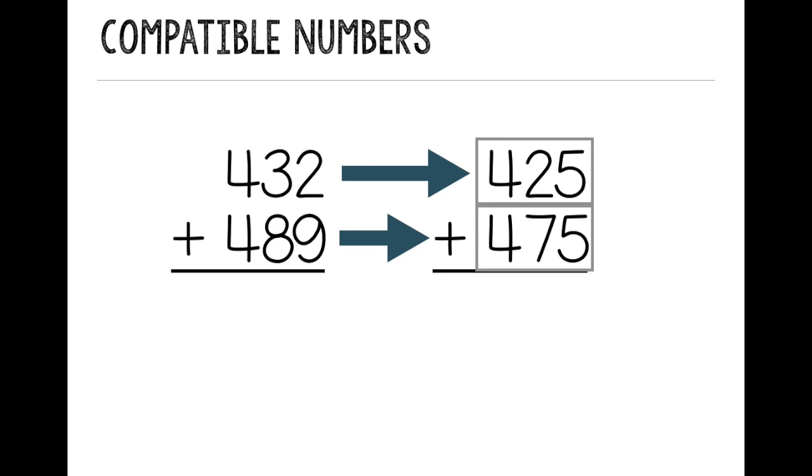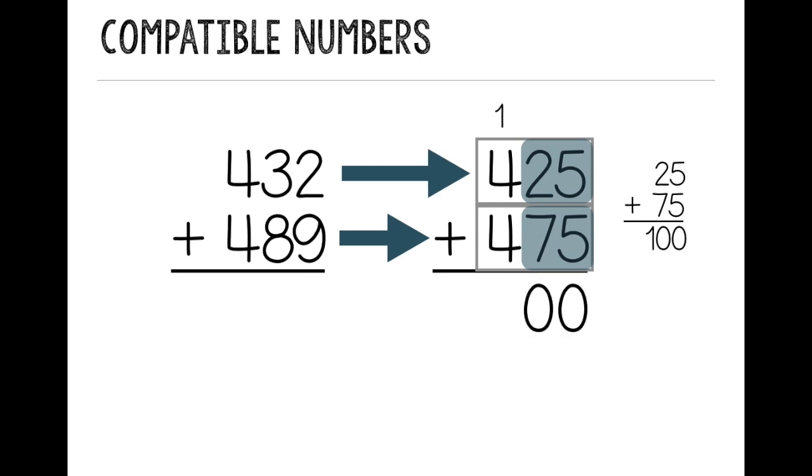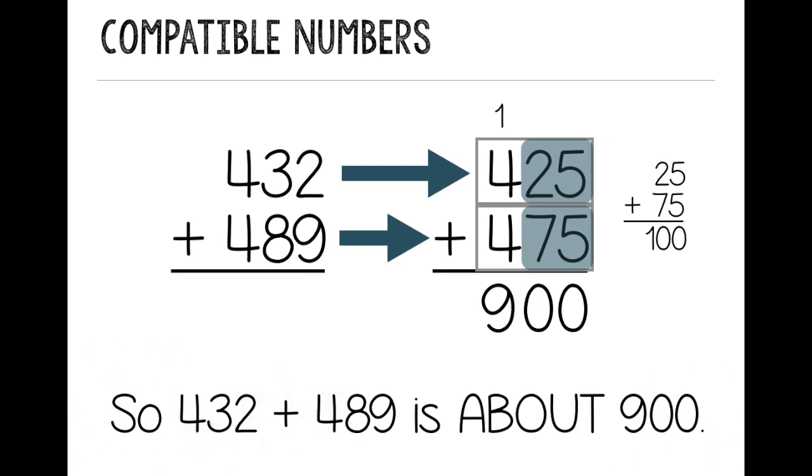And when I go to add this, I look at the 25 and the 75. 25 is like 1/4, 75 is like 3/4, and if I have 4 quarters, I know that that's $1. So 25 plus 75 equals 100 because $1 is equal to 100 cents. Now I don't write the 100 in the ones place or the tens place. I have to make sure I line up my place values. So I put my 100 in the hundreds column. And then I can add 1 plus 4 and I get 9 hundreds. So 432 plus 489 is about 900.